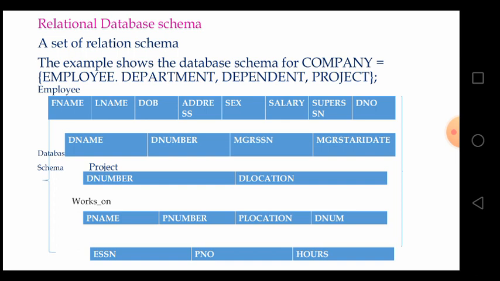Works on is a relation name. ESSN, project number, hours are the attributes of works on. These employee, department location, project, works on are the relation schemas. These are the relational schema, that is database schema. Collection of objects is called database schema.